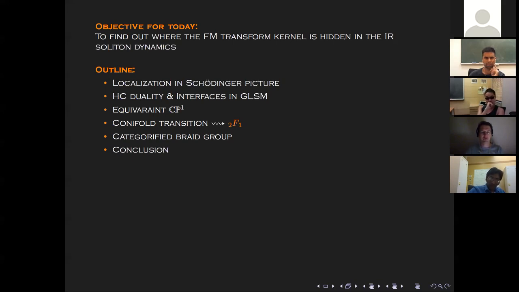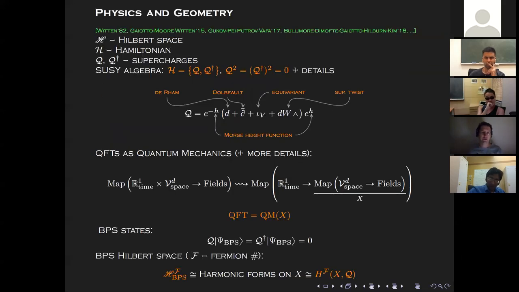and first let me review briefly the localization of the Schrodinger picture. This approach was first pioneered by Witten in his paper on Morse theory from 1982, and then used and extended by many other people in other directions, applied to different other theories. And the idea is, if I have some supersymmetric quantum mechanics, to associate the fermionic degrees of freedom with forms on the cotangent bundle to the target space. This allows me to translate the supercharge into a differential operator, and in principle, depending on your favorite quantum mechanics theory and what structures it preserves, it could be any kind of differential, for example, de Rham, Dolbeault, and so on.